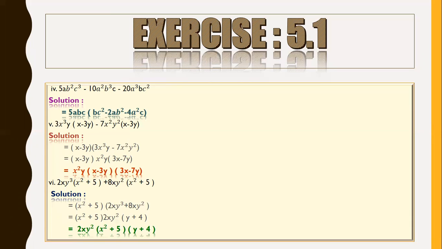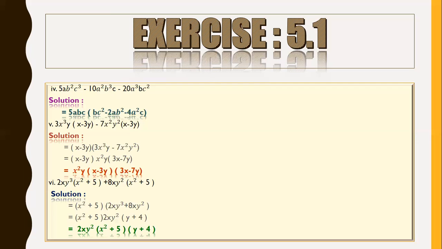The same procedure we will adopt in the sixth part, because the nature of the question is the same as part 5. x square plus y is common. The remaining terms are 2xy cube plus 8xy square. Now again in the second bracket we see 2xy square is common and y plus 4 will be left there. For our answer, we rearrange the terms: first 2xy square, then x square plus y, and then y plus 4.